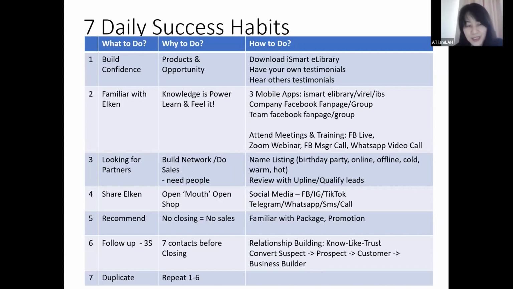So the fourth one is, after you gather all the name list, to open mouth, share Elken, open mouth, open shop. So how do we open mouth, open shop? Is that we call people, we text people, we post on Facebook, we post on anywhere that we can expose us.